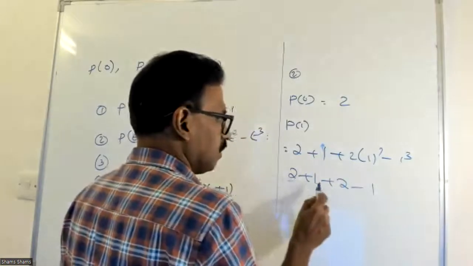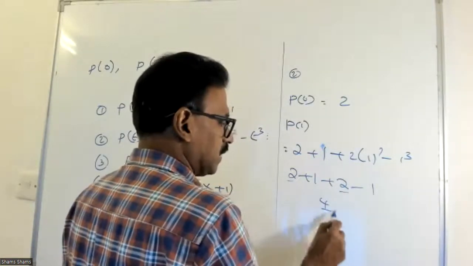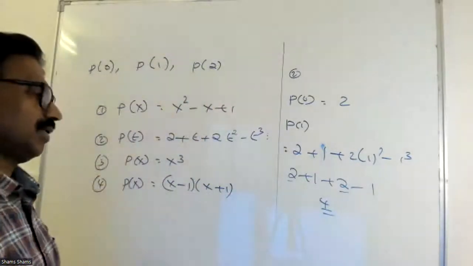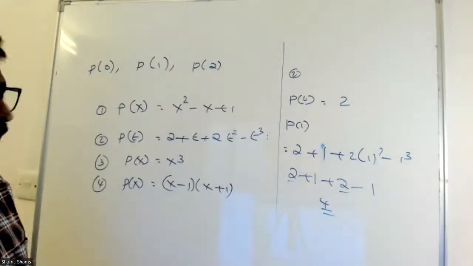Okay. This one, 4, 5, 4 on answer, right? Yes, sir. Okay, answer is 4. Then, yes, next, sir.